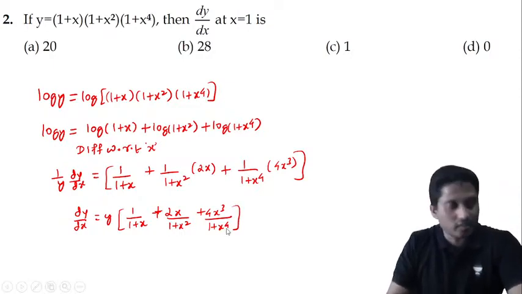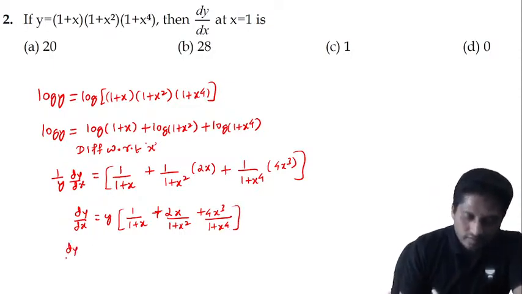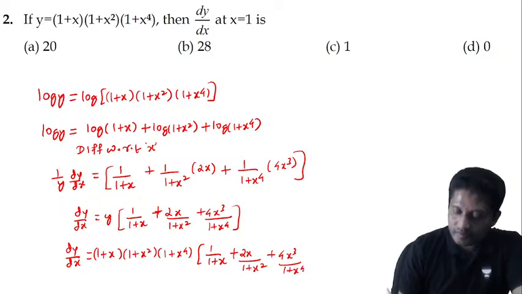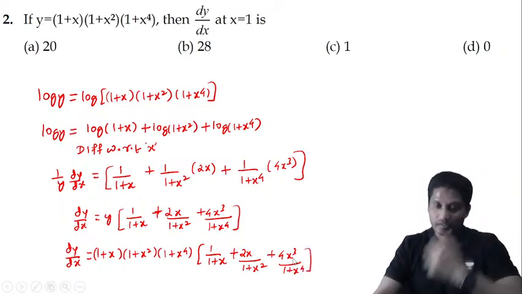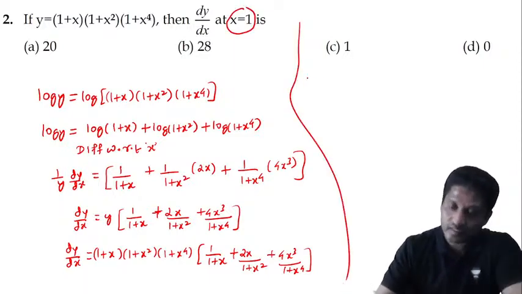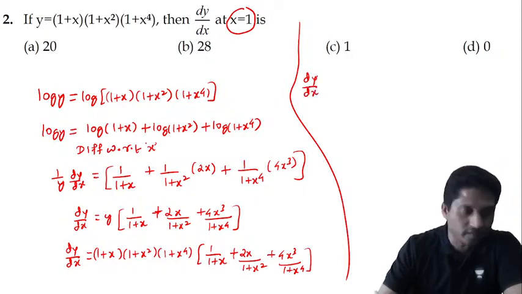Right, now I'll substitute the value of y. Dy by dx is equal to 1 plus x into 1 plus x square into 1 plus x power 4, into a bracket, 1 upon 1 plus x plus 2x upon 1 plus x square, and then 4x cube upon 1 plus x power 4. Right, now I substitute x is equal to 1 in dy by dx. Wherever x is there, you put 1.